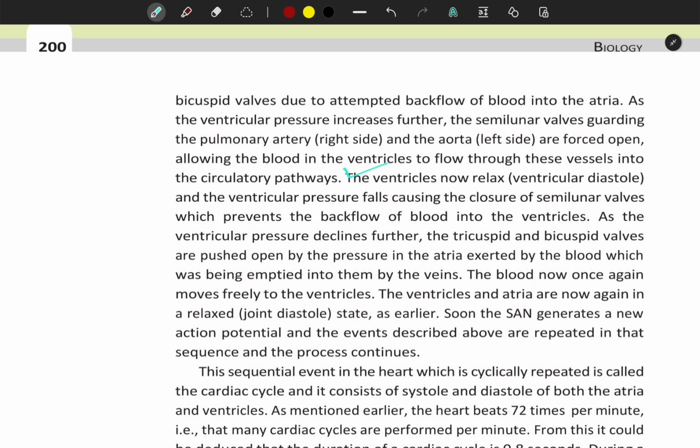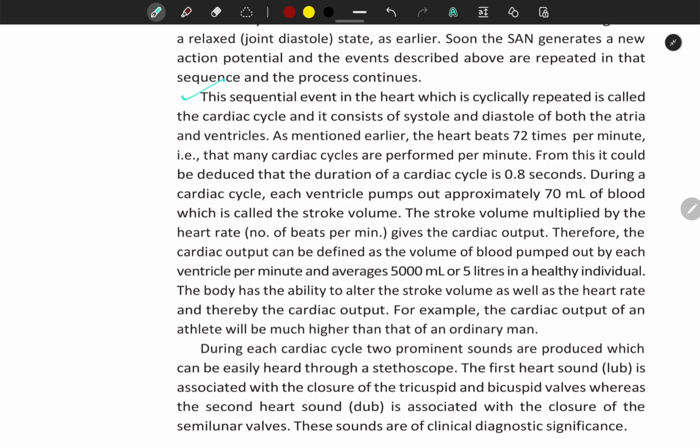Soon the SAN generates a new action potential and the events described above are repeated in that sequence and the process continues. This sequential event in the heart, which is cyclically repeated, is called the cardiac cycle, and it consists of systole and diastole of both the atria and ventricles. As mentioned earlier, the heart beats 72 times per minute. That is, that many cardiac cycles are performed per minute. From this, it could be deduced that the duration of a cardiac cycle is 0.8 seconds.